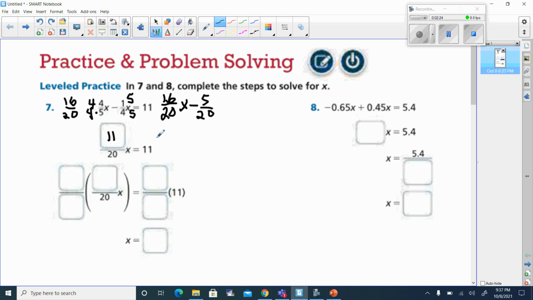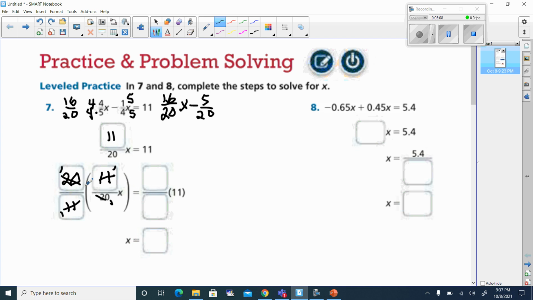So now we have 11 over 20x equals 11. Now to get rid of 11 over 20 with this variable, we have to multiply it by its inverse. Remember, this was 11 over 20, and the inverse of 11 over 20 would be 20 over 11. When we do the butterfly method, you're crossing these out and getting 1 on each side. And now we have the 1 over 1 x, and that leaves 1x by itself.